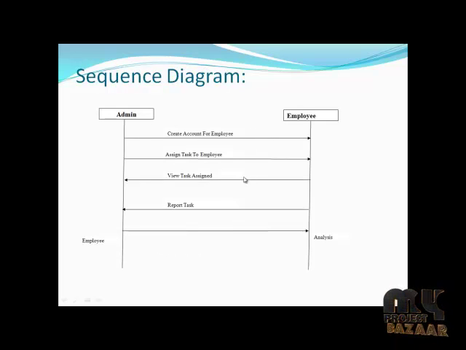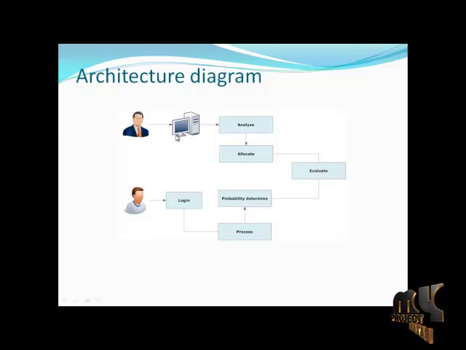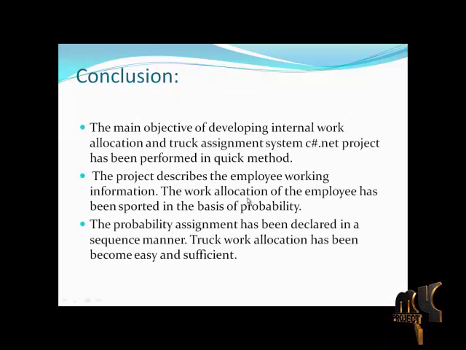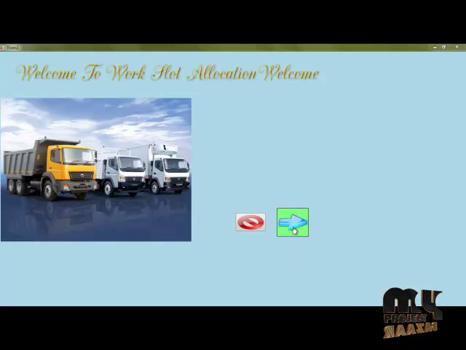This is the sequence diagram of our project, the architecture diagram. This is the admin, who analyzes and allocates the work of a track and evaluates it. The employee will log in, view the task to be assigned and generate a probability. That's all. Let's see the demo of the project.